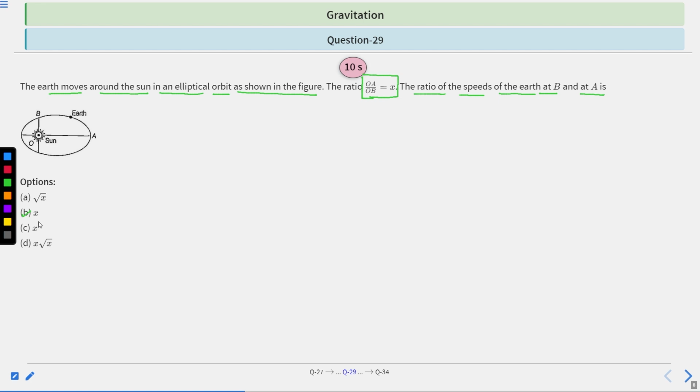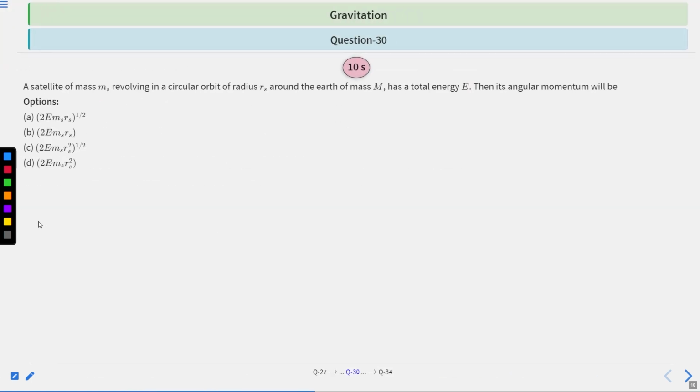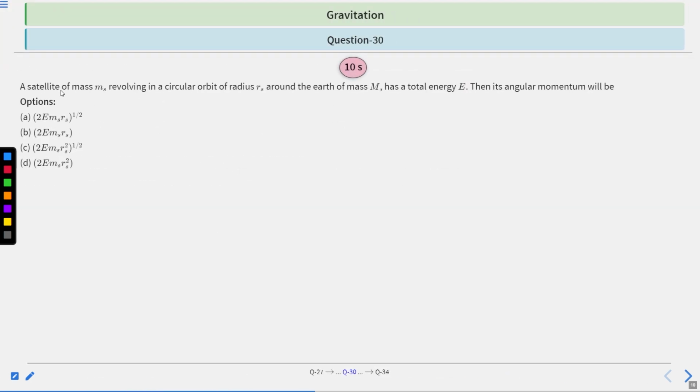Next question, question 30. A satellite of mass m_s revolving in a circular orbit of radius r_s around the earth of mass M has a total energy E. Then its angular momentum will be what? Clear? So the question asks about the angular momentum.